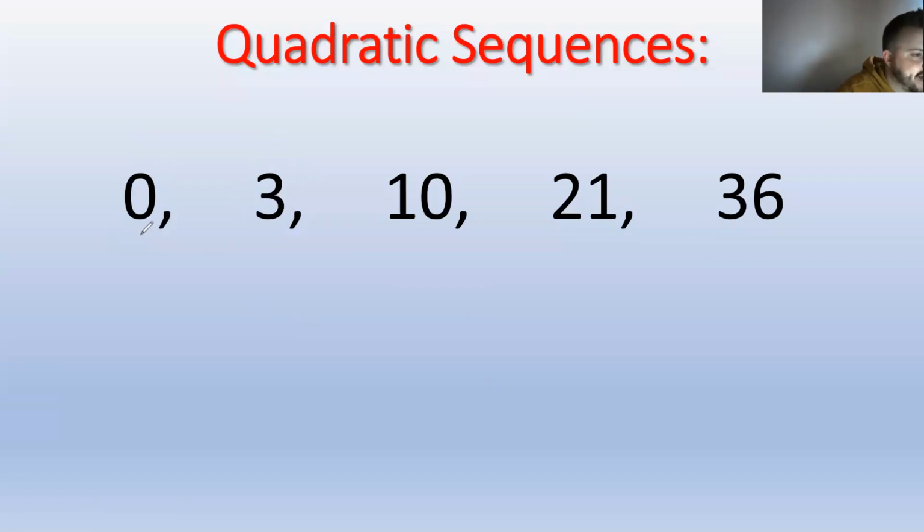The difference between 0 and 3 is 3. The difference between 3 and 10 is 7. The difference between 10 and 21 is 11. The difference between 21 and 36 is 15. So you can see that our difference isn't consistent.